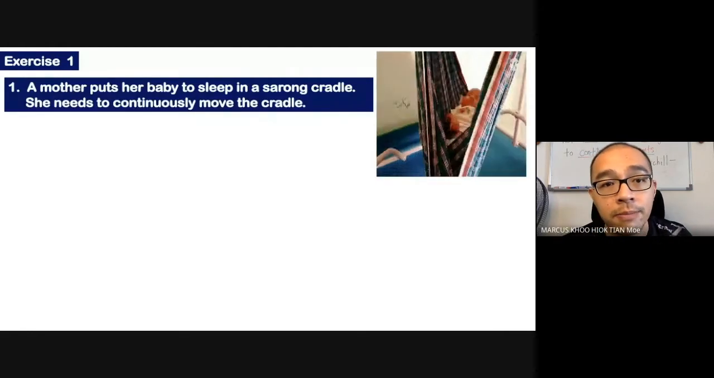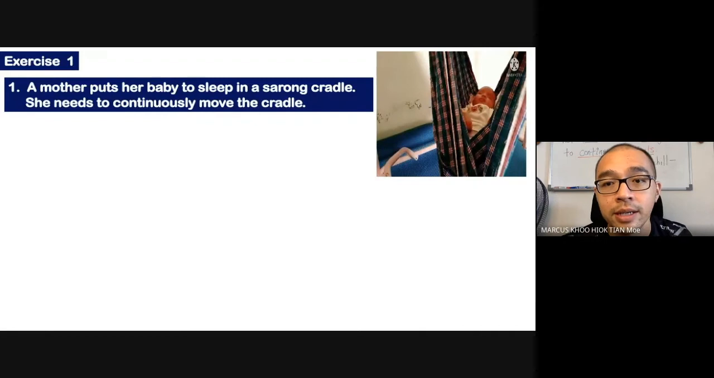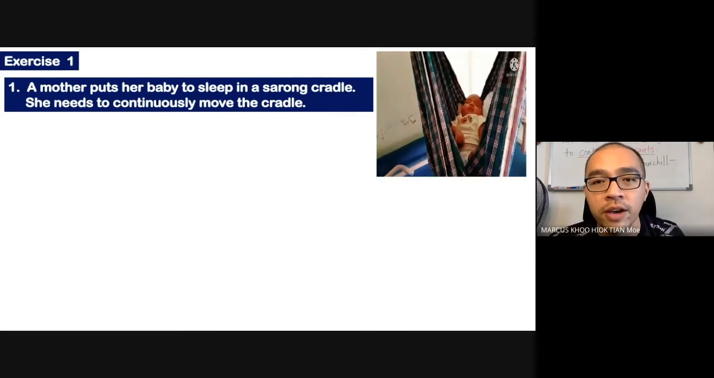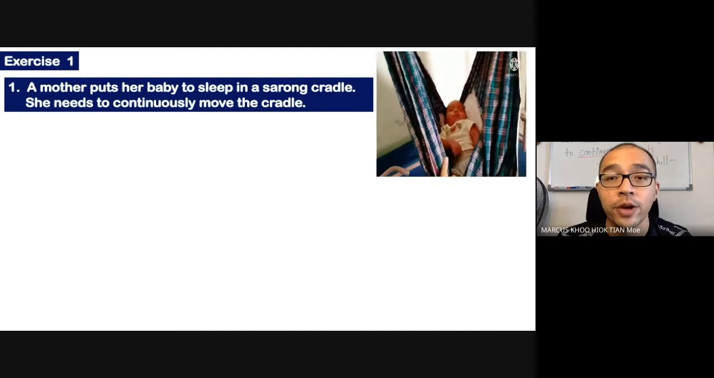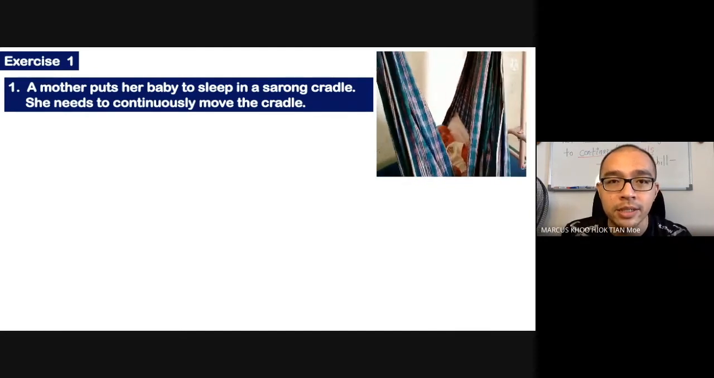So the mother puts a baby to sleep in a sarong cradle. Okay, and sorry, why Raman? I don't know how many of you have this experience, but if you have ever slept on a hammock, you know what a hammock is?